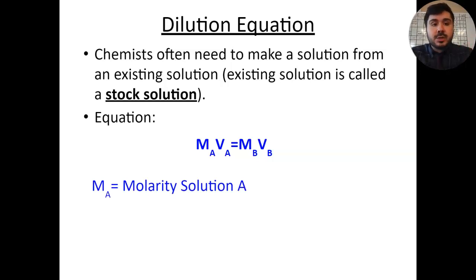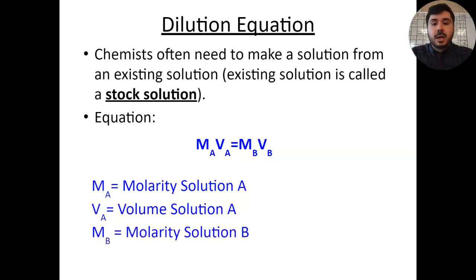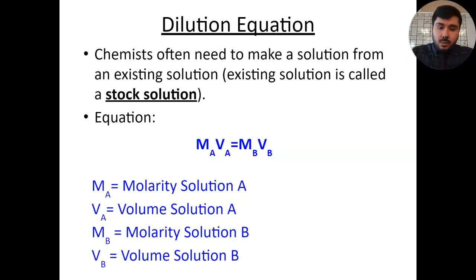We've got 2 different solutions, solution A and solution B. So MA is going to be represented by the molarity of solution A, whereas VA is going to be represented by the volume of solution A. Now, the other side of the equation is going to be talking about MB and VB, which MB is the molarity of solution B, and then VB, you guessed it, is the volume of solution B.